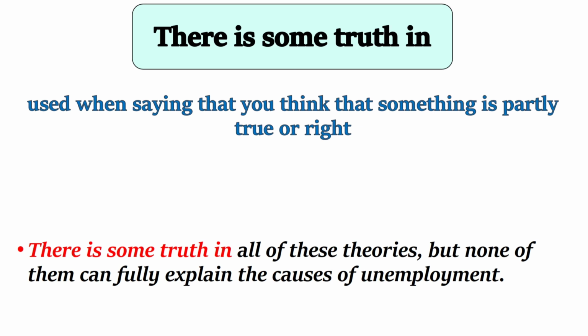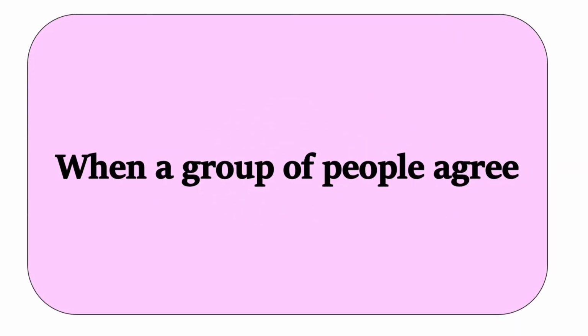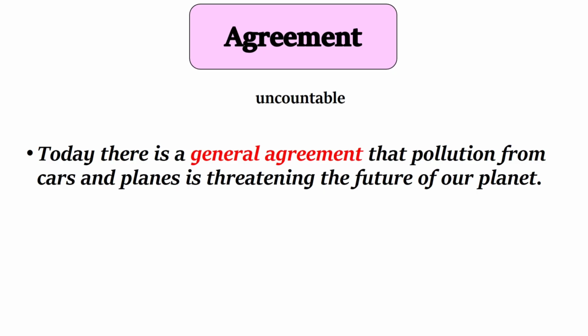In the next part we speak about nouns which can be used for agreement. In general, when a group agrees about something, these words can be used. Agreement is an uncountable noun. We use this word in 4 forms. Pay attention to the examples as well as the red words.